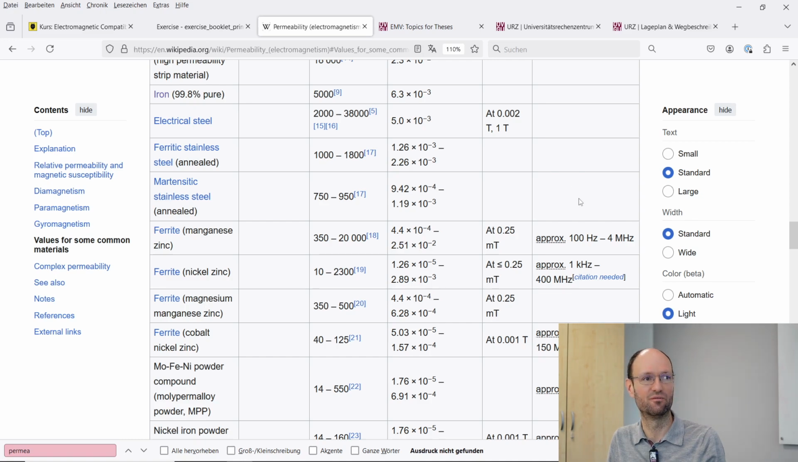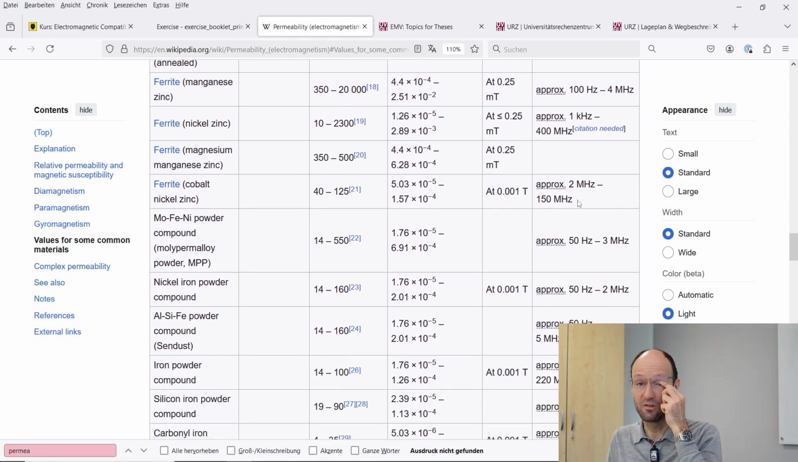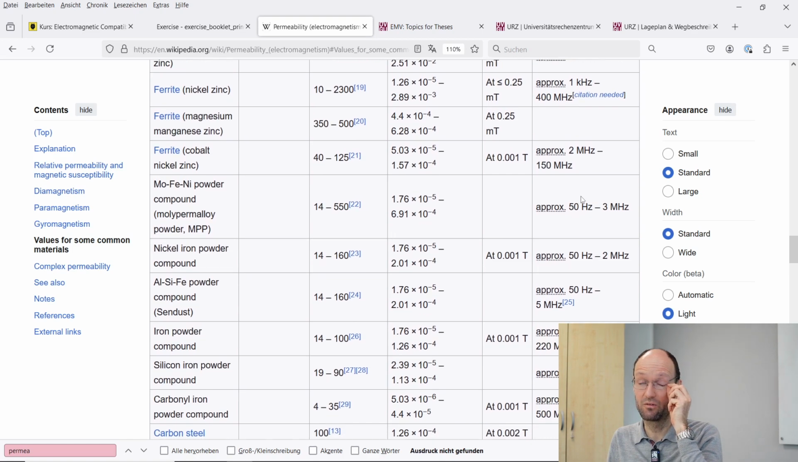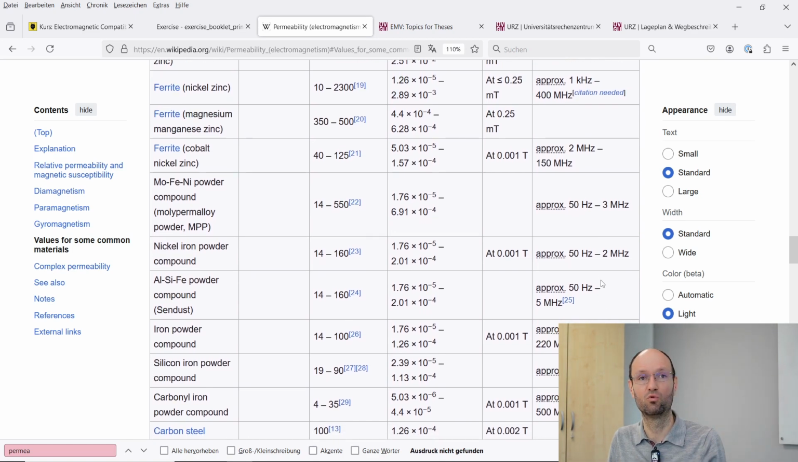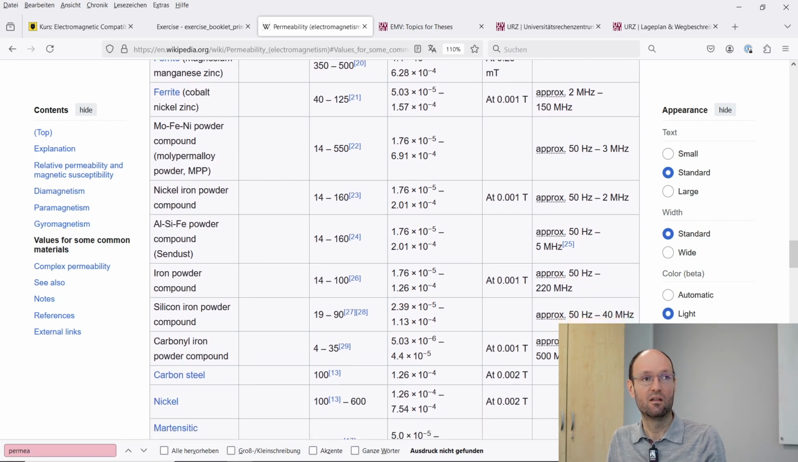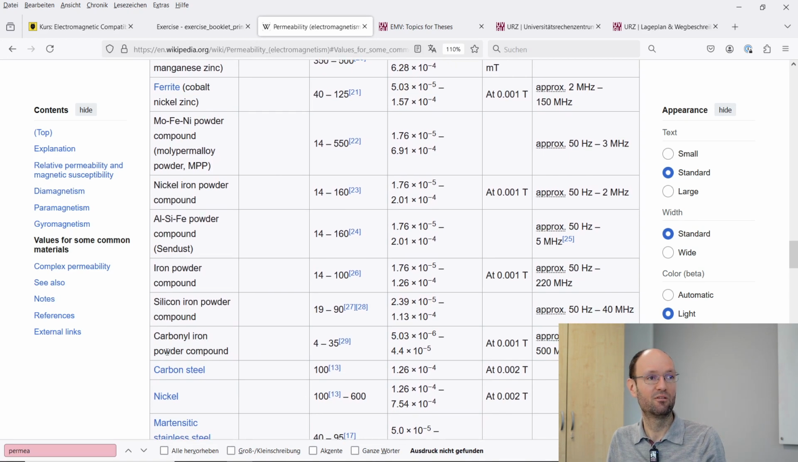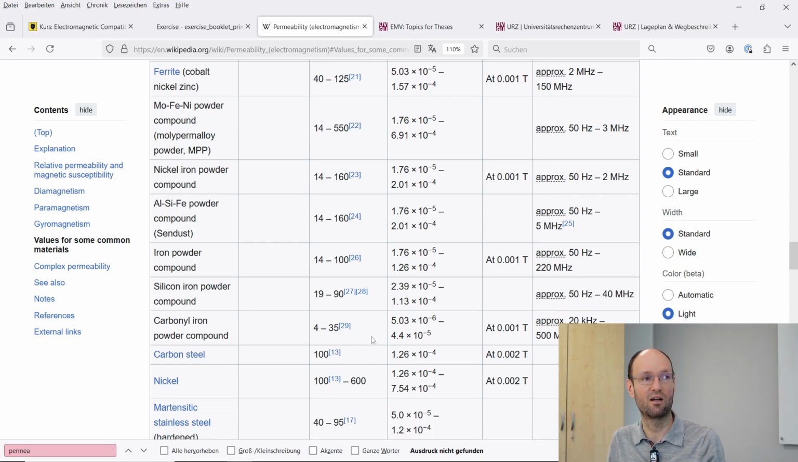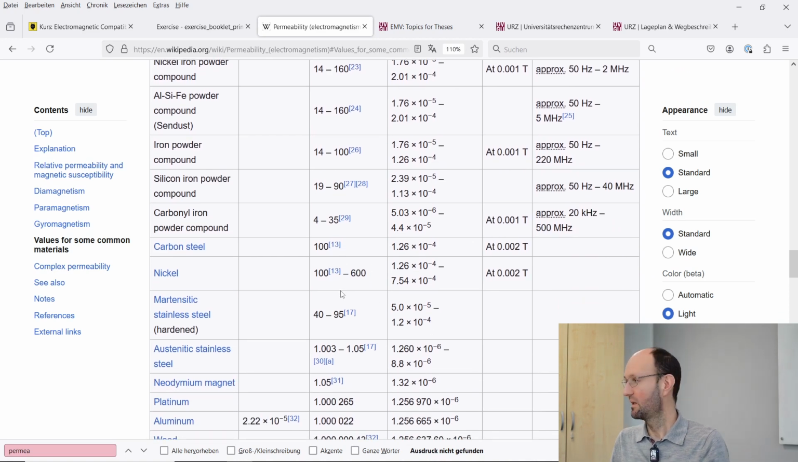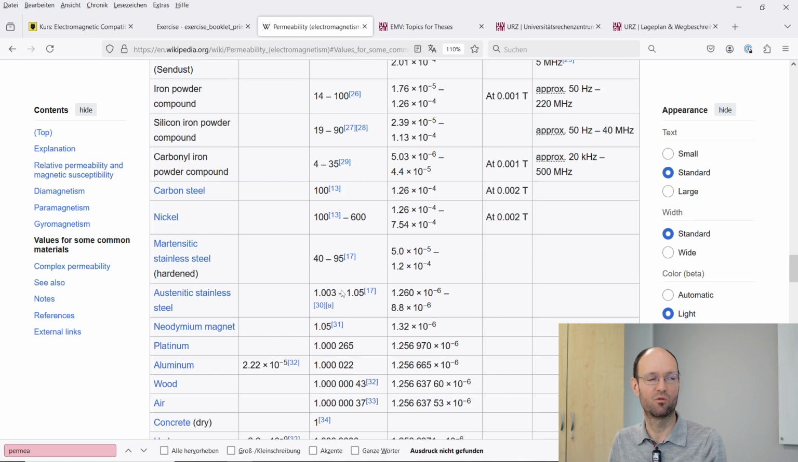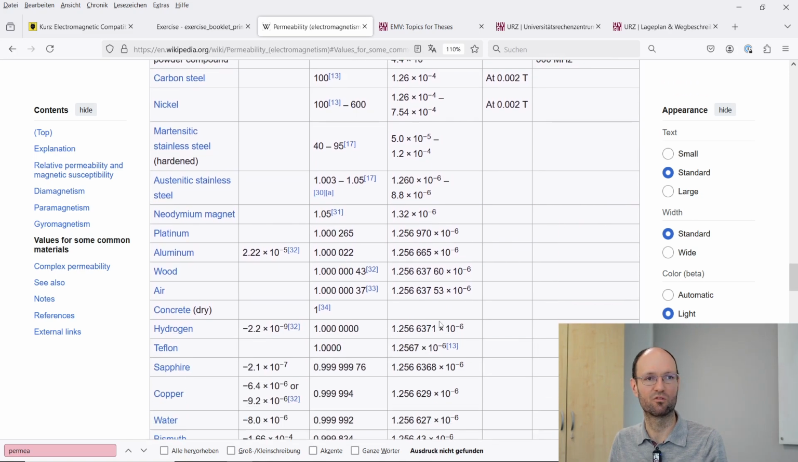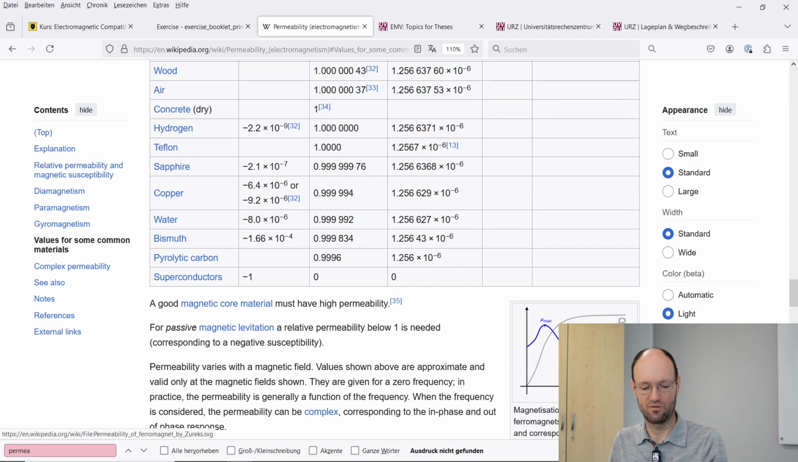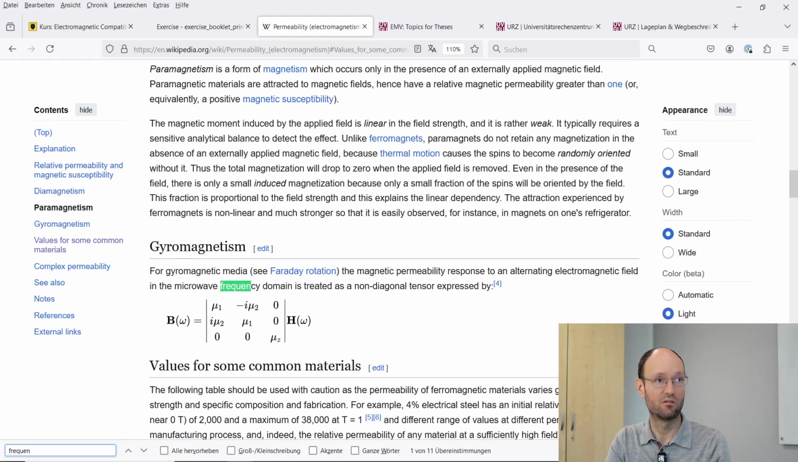no frequency is given. And I would say that for the other materials you can see here, it's always just in the kilohertz to lower megahertz range. Just some iron powder compound, there you get something up to the 100 megahertz range. So I would say if we have this at 500 megahertz, there is no permeability anymore that is much larger than the permeability of air or vacuum. I don't know if this is written here somewhere in this article.